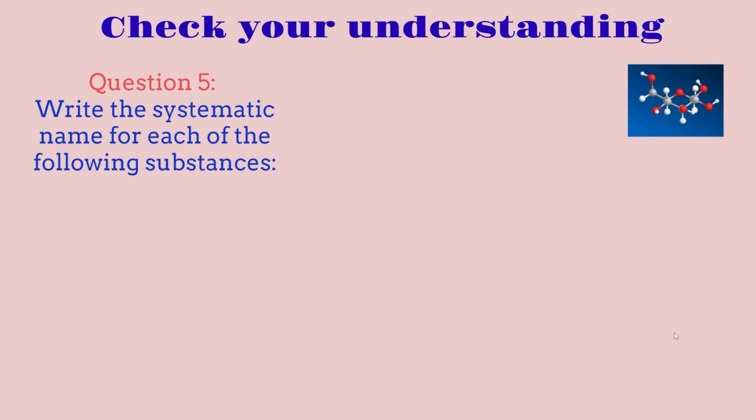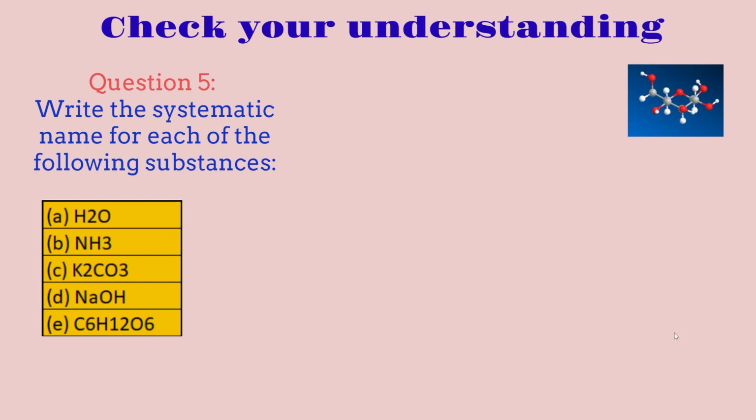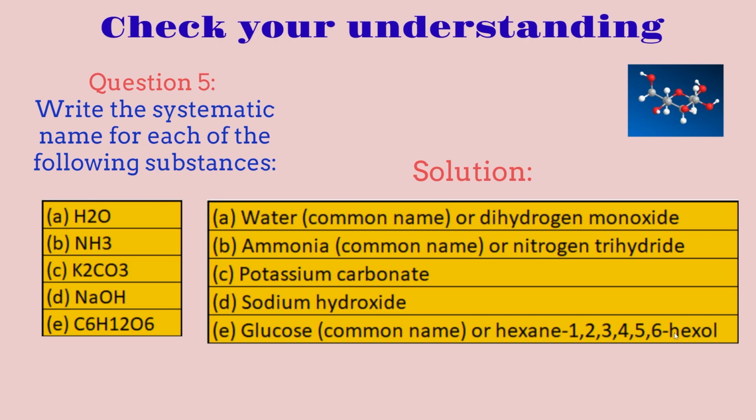For question number 5, we need to write the systematic name for each of the following substances. And in this case, we can do both of them, so the common name and also the systematic name. So systematic name means what scientists would call them, and a common name is what normal people would call them. So H2O is obviously simple, it's just water, or also dihydrogen monoxide if you were to say the systematic name. And the same thing for the rest of them, NH3 is ammonia, which is the common name, or nitrogen trihydride. And then for the third one, we have potassium carbonate. For the fourth one, we have sodium hydroxide.